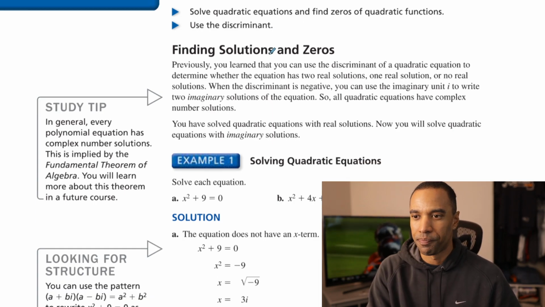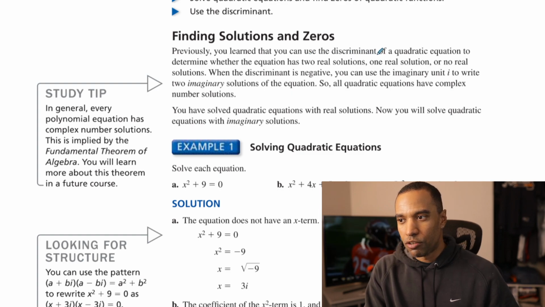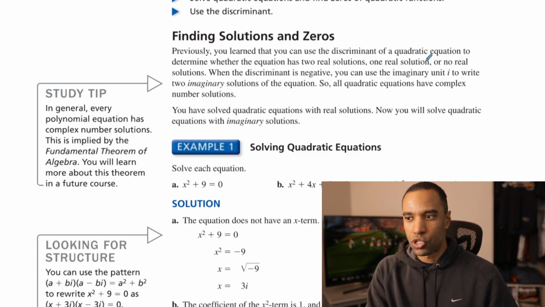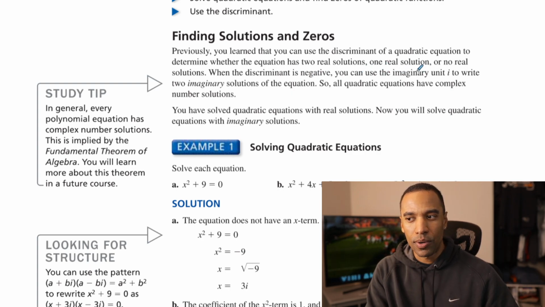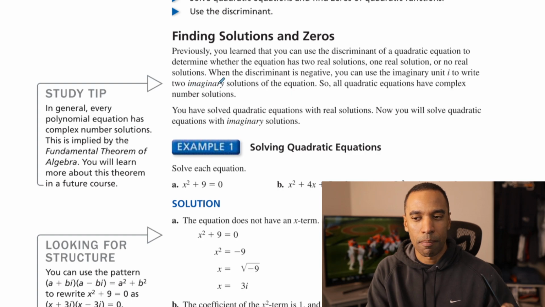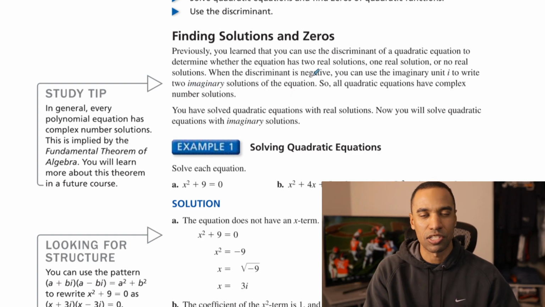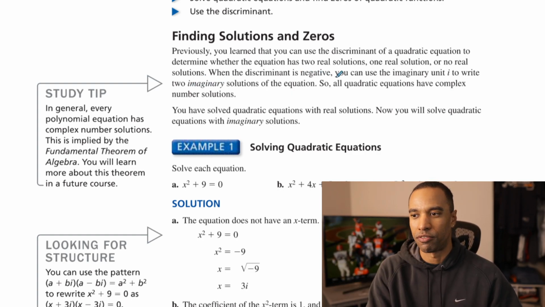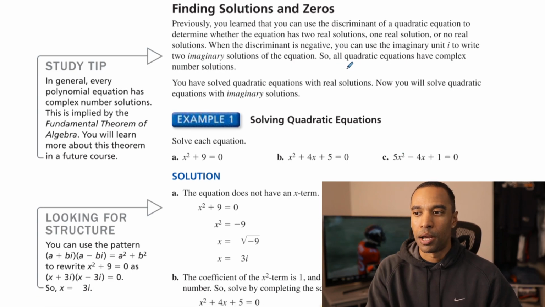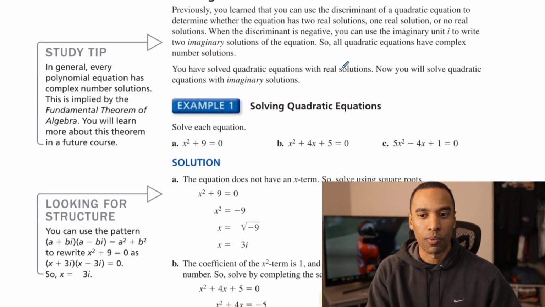Also not new. Previously, you learned you can use the discriminant to determine whether there are 2, 1, or 0 real solutions, but when we had no real solutions, we stopped, or that's all we said. But now we can use the imaginary unit i to write two imaginary solutions, this plus or minus something i, so we will move forward from that. So they all have some complex number solutions, and we will always use them.